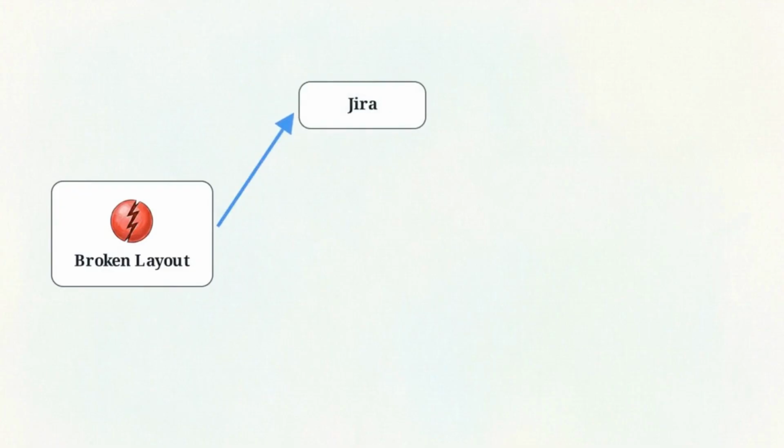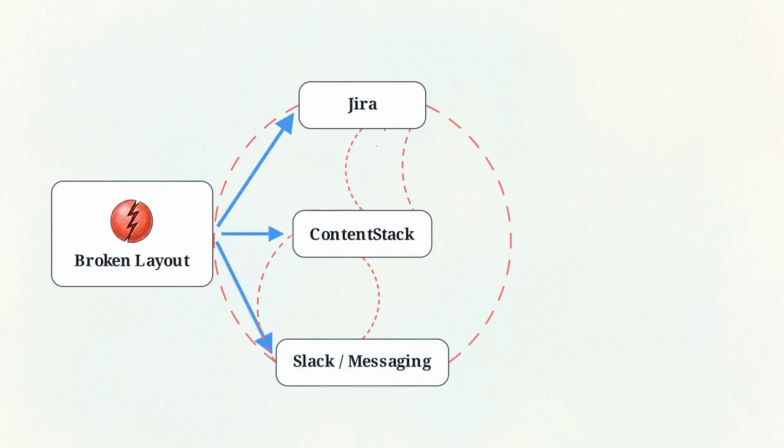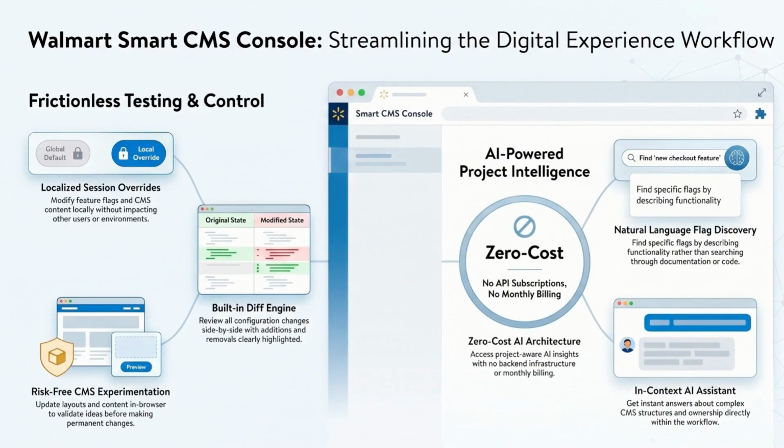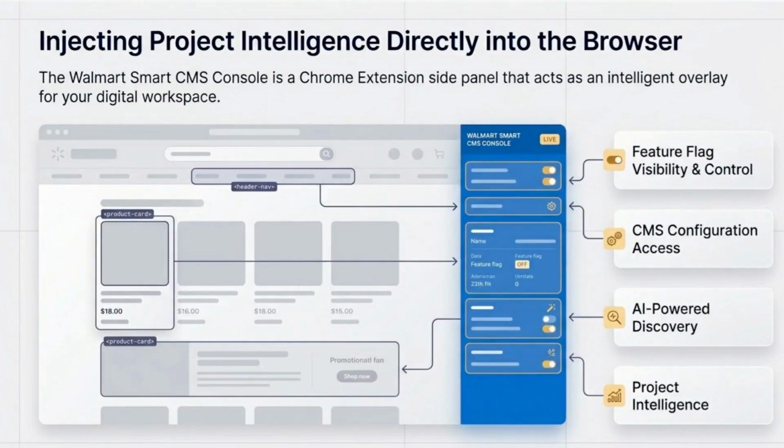You end up digging through old Jira tickets, opening Contentstack, messaging different teams, and waiting for someone who remembers where the configuration lives. The Walmart Smart CMS Console bypasses this entire process. It is a Chrome extension that opens as a side panel, bringing configuration visibility and control directly into your browser.